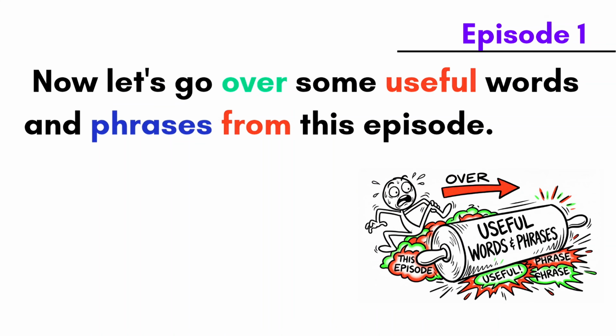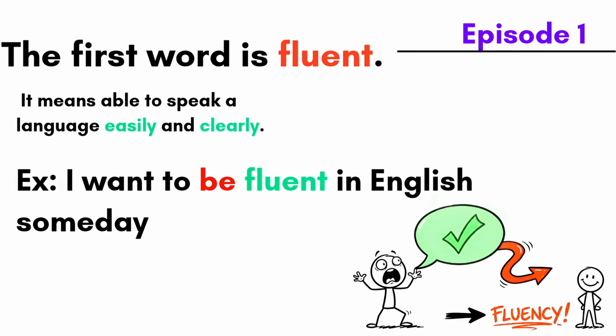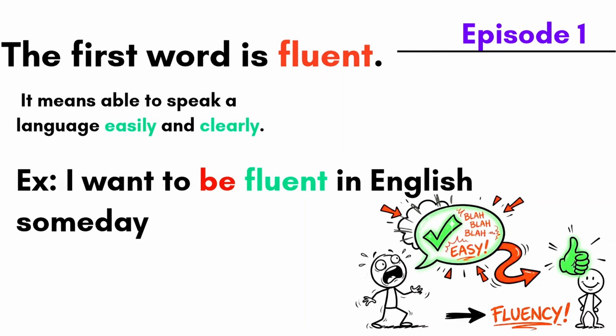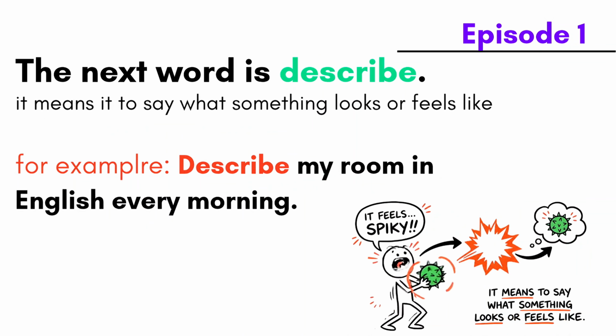Now let's go over some useful words and phrases from this episode. The first word is fluent. It means able to speak a language easily and clearly. I want to be fluent in English someday. The next word is describe. It means to say what something looks or feels like. For example, describe my room in English every morning.